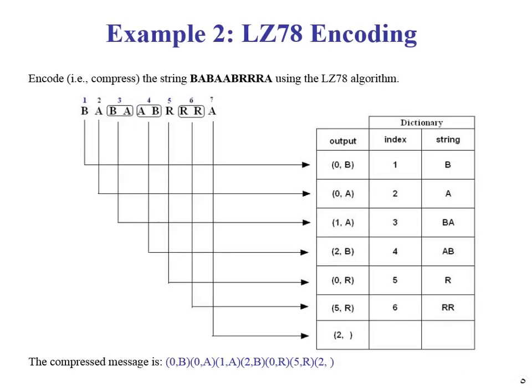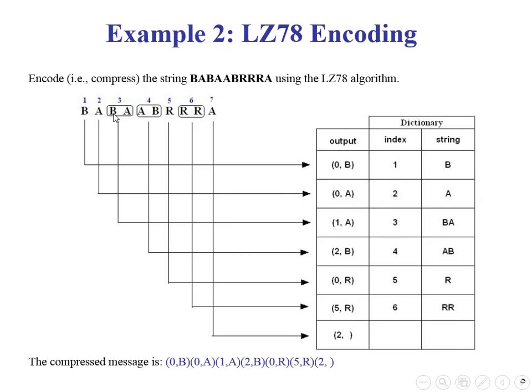This is another example of Lempel-Ziv coding. We add a new hint in this example that the last character or the last pattern in the stream of characters is already in the dictionary. Let's see from the start. B will be encoded 0B and get the index 1. A will be encoded 0A and get the index 2.